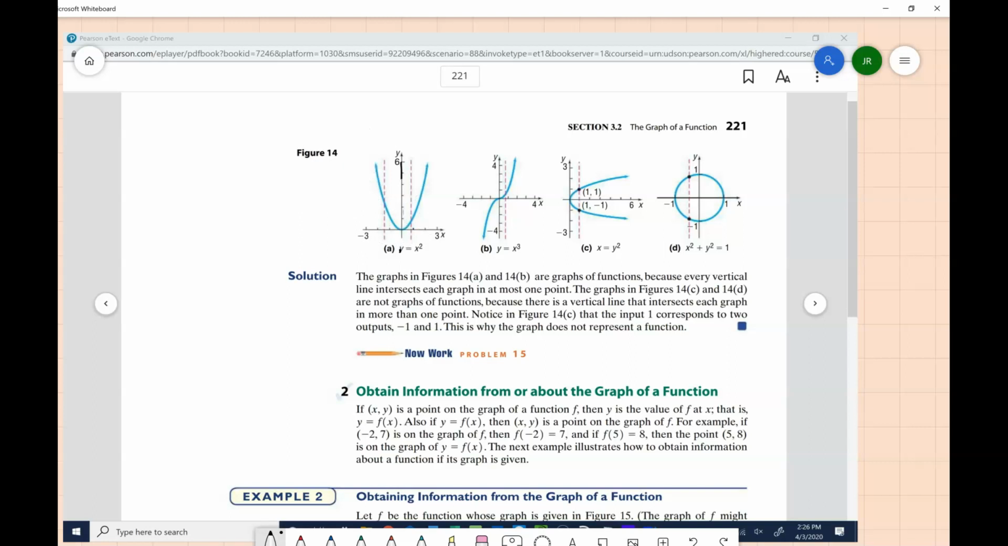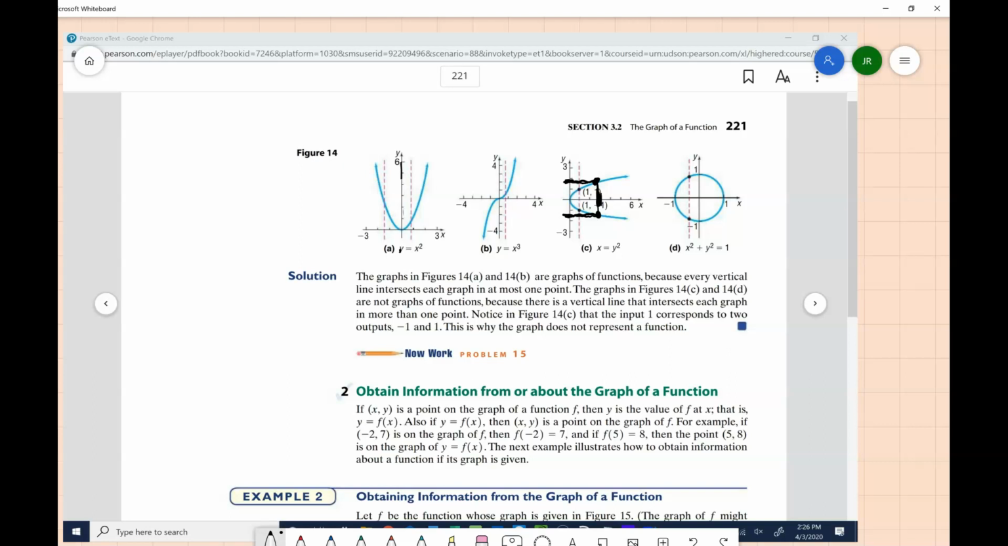Now look at part C. Pick an input on part C. Let's say we pick this one. How many points are there on the curve associated with this input? Well, we have one there, and we have one there. So there are two different outputs associated with that input. Therefore, it's not the graph of a function.